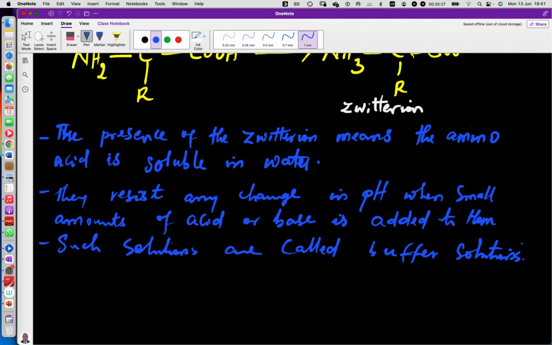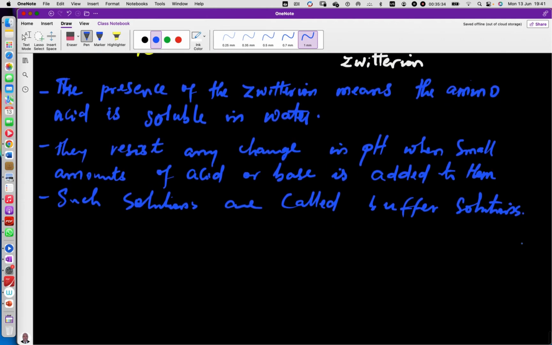Let me show you how it works. For instance, as proton donors, if the pH of the solution is lowered by adding acid, by adding a hydrogen ion to it, the carboxylate part of the zwitter ion will accept the hydrogen ion, forming what?